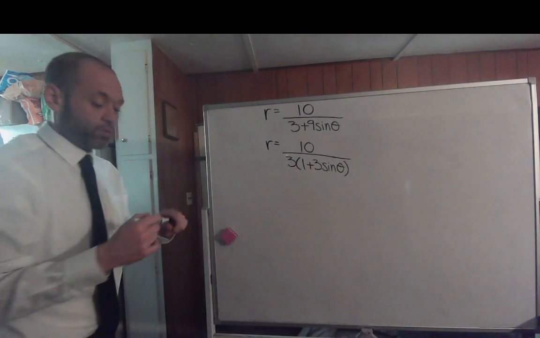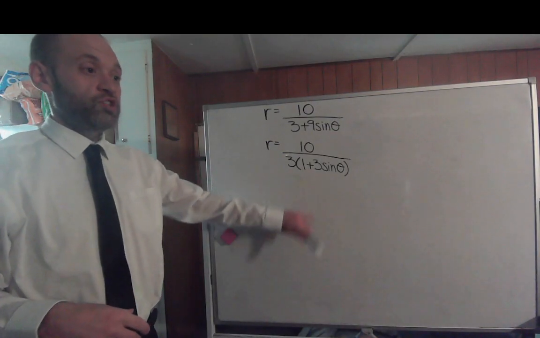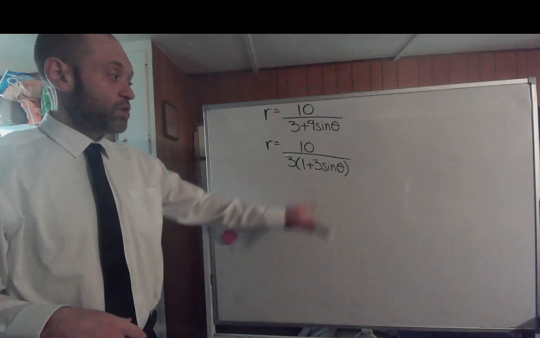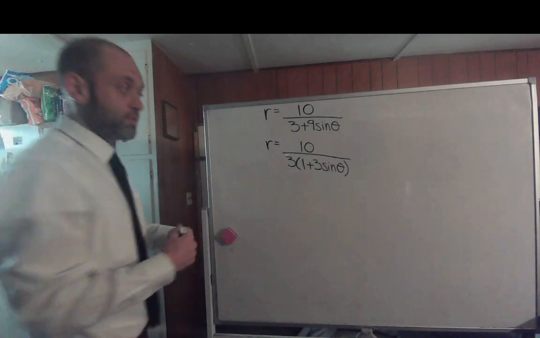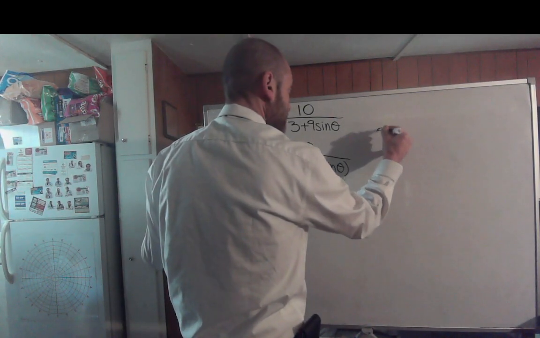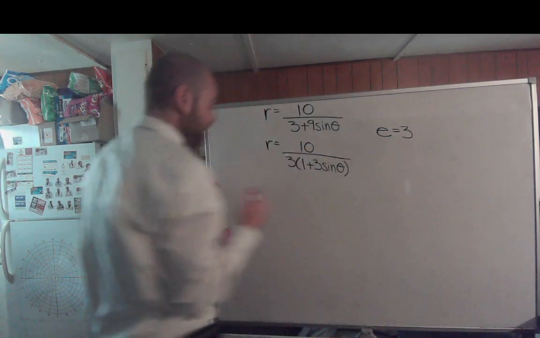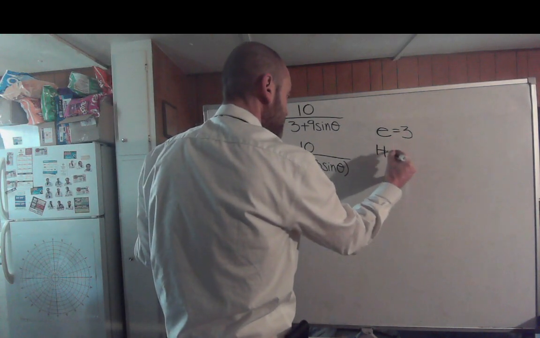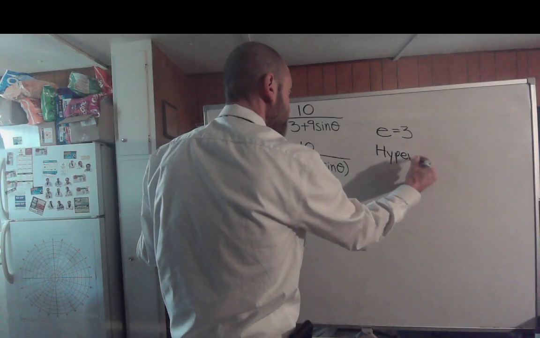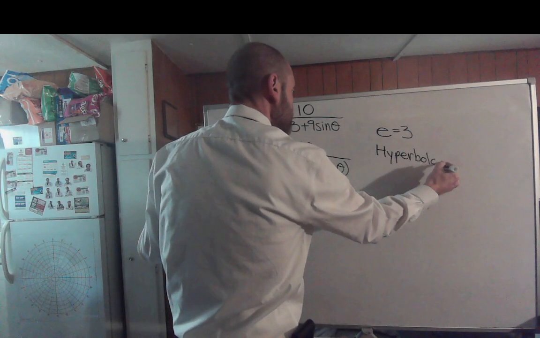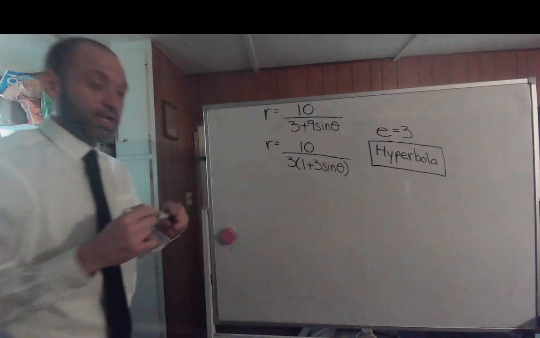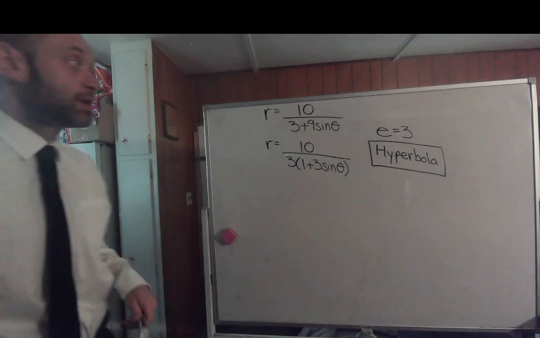Now what we look for is what's inside the parentheses. Your constant term's a positive 1, and then the coefficient on your sine of theta is a 3. That means your eccentricity is 3. And if you have an eccentricity greater than 1, this is a hyperbola. So this particular conic section is going to be a hyperbola.